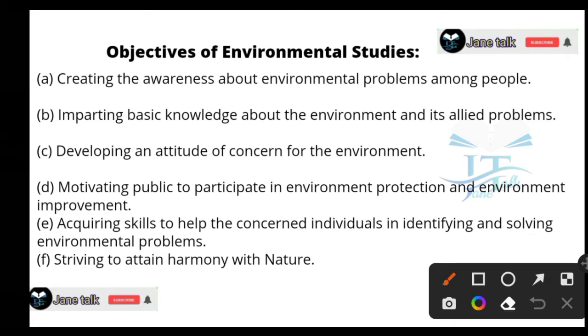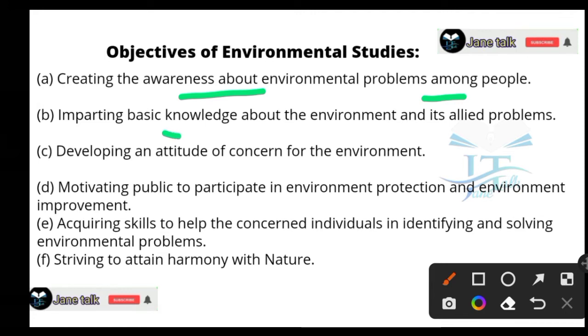So the very first and important thing is creating awareness about environmental problems among people. People should know what exactly the problems are. If we have a bad environment, what could be the cause? What impact will it have on us? So creating awareness, everyone should be aware about the environmental problems.